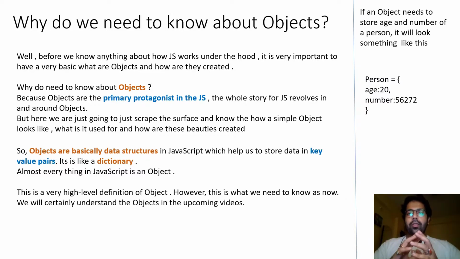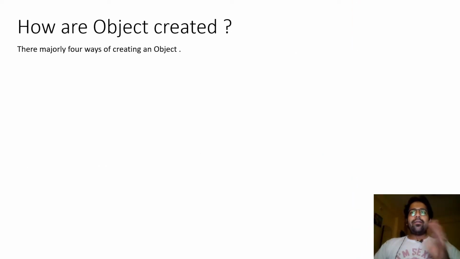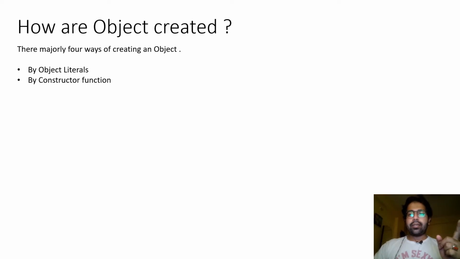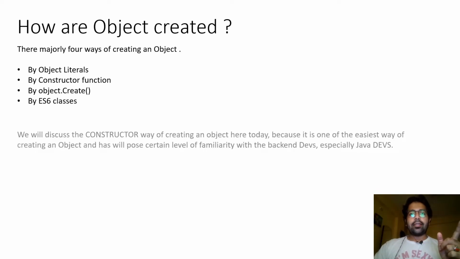Now we would know how objects are created. For your information, this is called the object literal type of object, right? So there are four main ways of creating an object. First is by object literals, which we just saw. Second is by constructor function. Third is by the object.create method. And fourth is by ES6 classes.